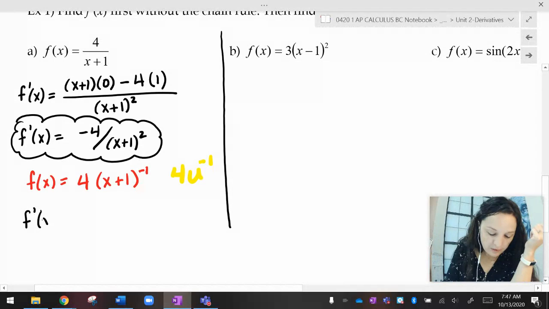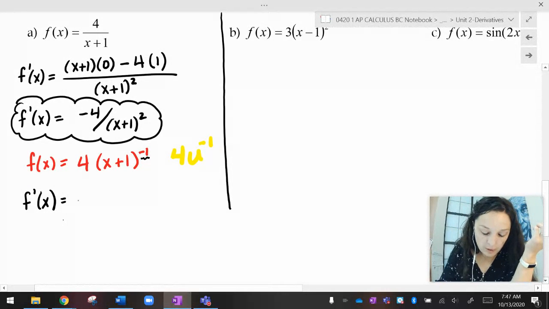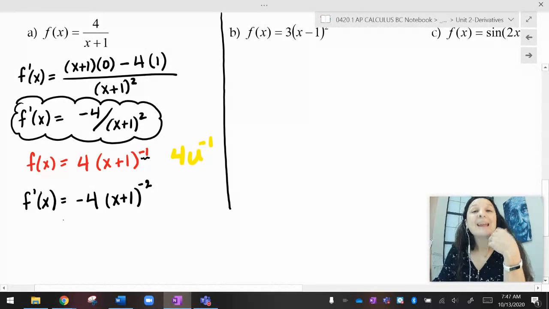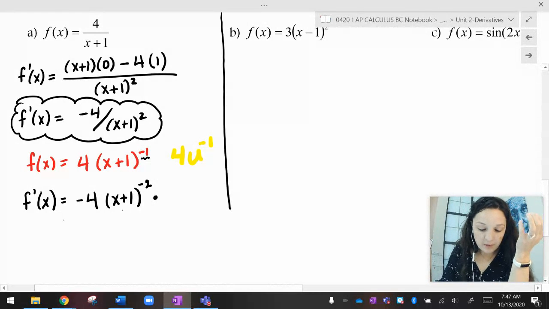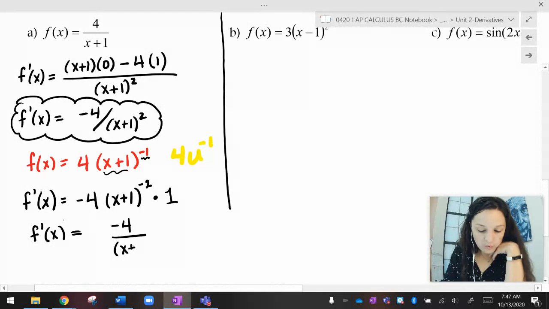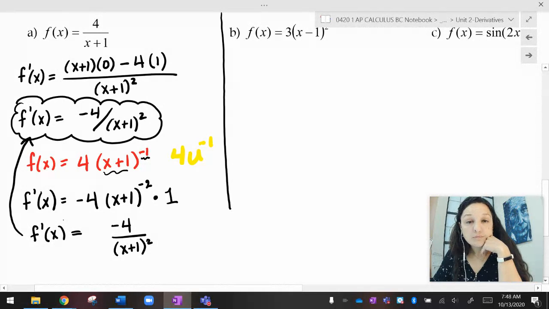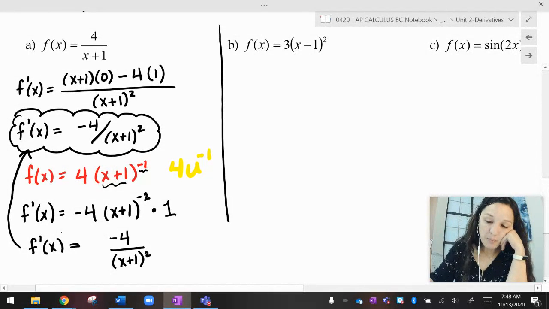So let me show you what I mean here. If I want to take the derivative, I'm going to take the derivative of the outside. When I take the derivative of something raised to the negative 1, I'm going to use the power rule. So I'm going to bring down the power and reduce it by 1. Now I need to multiply by the derivative of the inside. The inside is x plus 1. The derivative of that is 1. So bring down the power, reduce it by 1, multiply by the derivative of the inside. That ends me at f prime of x is negative 4 over (x plus 1) squared, which is exactly what we had up here.